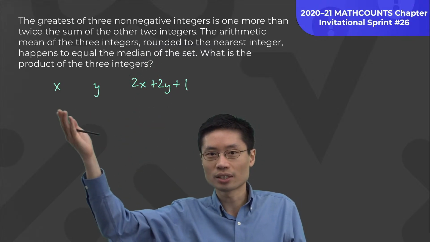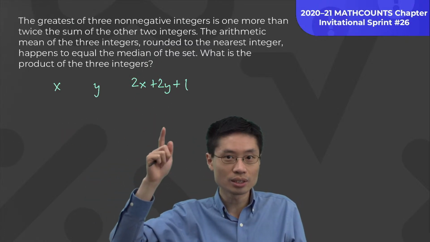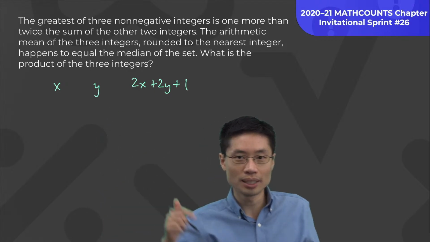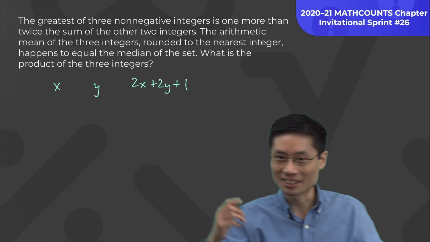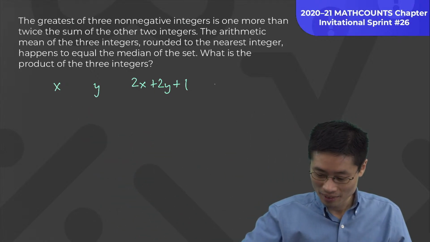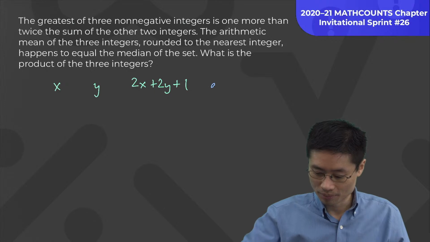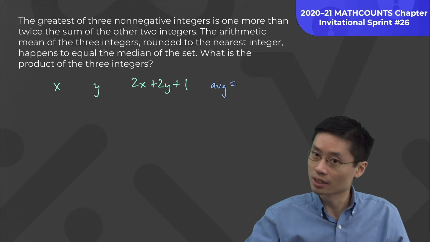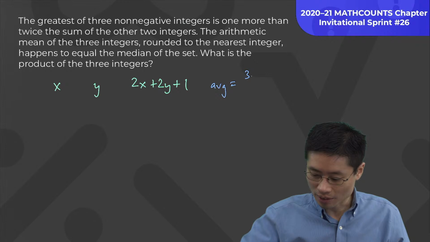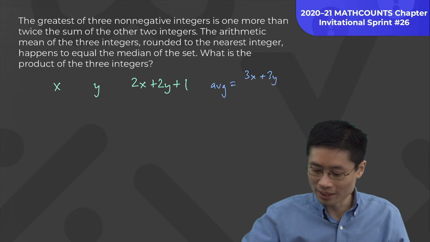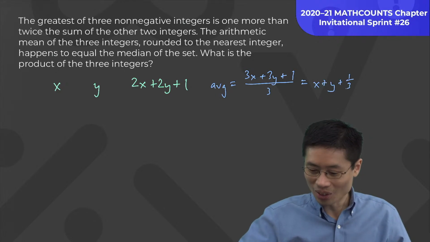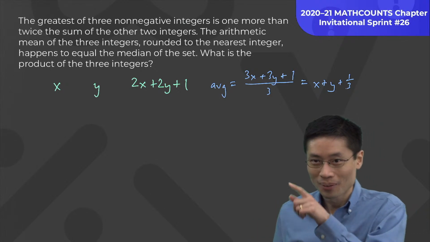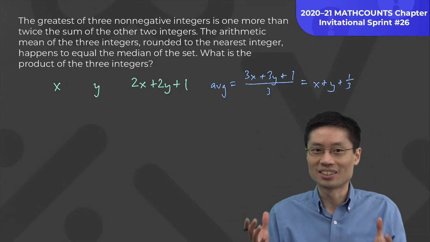Next, I know that the arithmetic mean of the integers, rounded to the nearest integer, happens to equal the median. What's the arithmetic mean? This is making me happy, because if I add these together, something neat happens. Arithmetic mean is just the average. So the average is the sum of all of these divided by 3. There are 3 x's altogether, 3 y's altogether, and there's an extra 1, divided by 3. That's equal to x plus y plus 1/3. Oh, look at that!